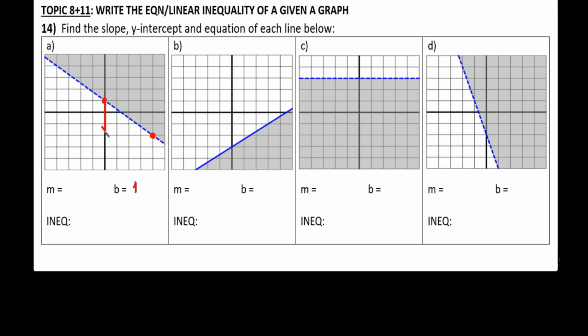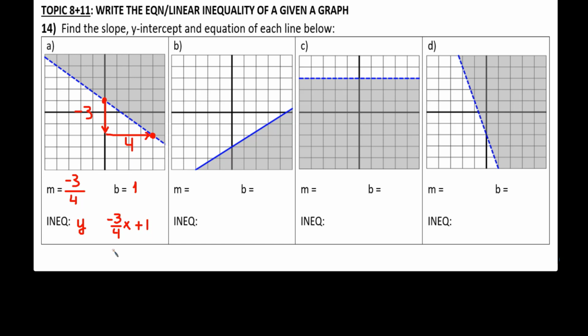And here we're going down 3 and we're running 4. I'm sorry. Down 1, 2, 3, -3. And we're running 4. So our rise is -3 and our run is +4. So now we have y. The slope is -3 over 4x and +1.